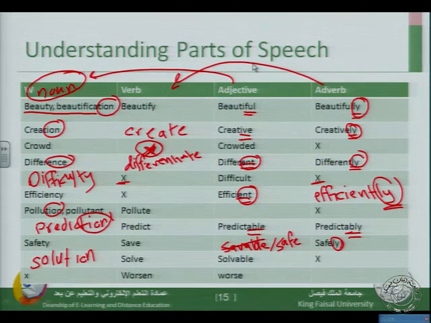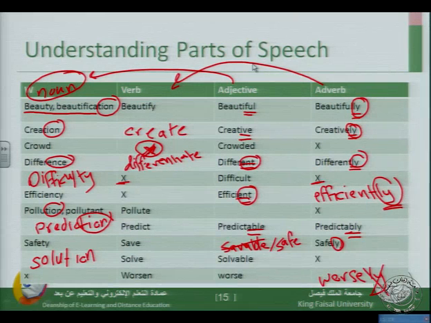Worsen, it doesn't have a noun. It has a verb. Worsen is the verb. Worse is the adjective, and it doesn't have that verb. Or the adverb actually is worse, the same as the adjective. We can't say worsely. This is incorrect. It's just worse.